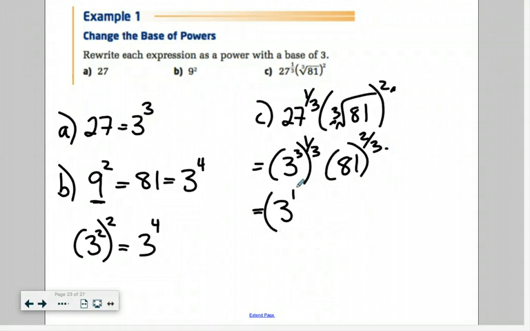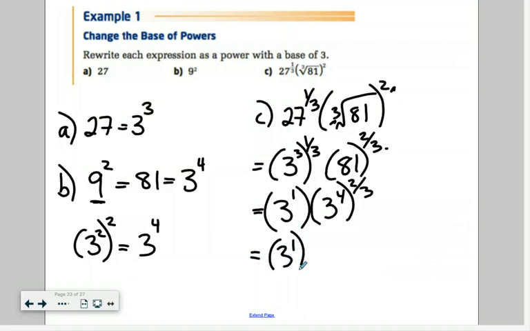Okay? And then from there, we can then rewrite 81 as 3 to the power of 4, right? So that's 3 to the power of 4 to the power of 2/3. Once again, recognize that as a power of a power. So we've got 3 to the power of 1 times 3 to the power of 4 times 2/3, which is 8/3. Okay? Yet another exponent law coming into play here.